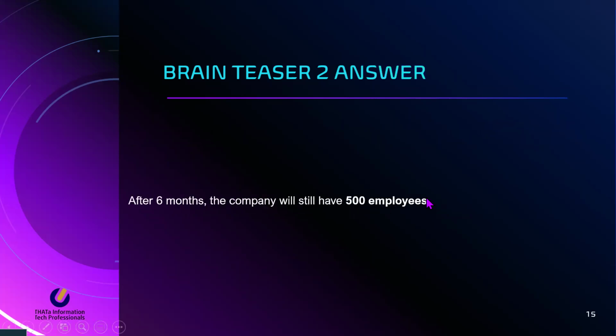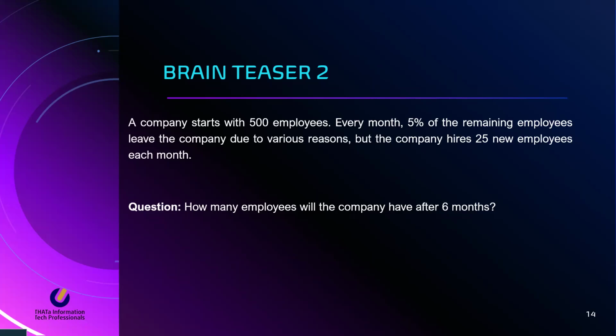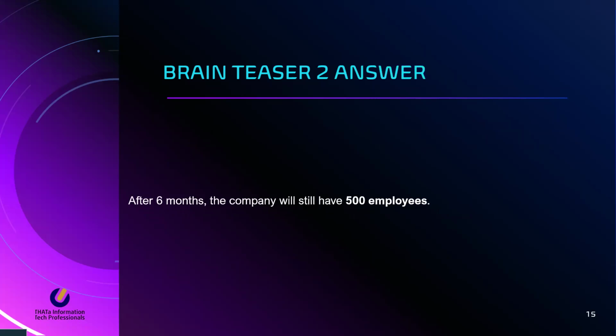Okay, so the answer is actually 500, right? Because 5% of 500 employees is actually 25. So it's more like 25 exiting, 25 are being hired. So nothing is actually changing. So that's very correct. Well done. That's 20 marks to the first three.